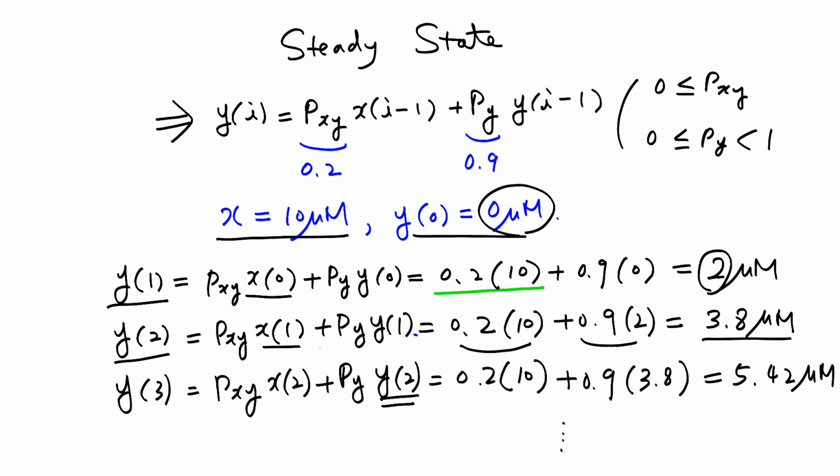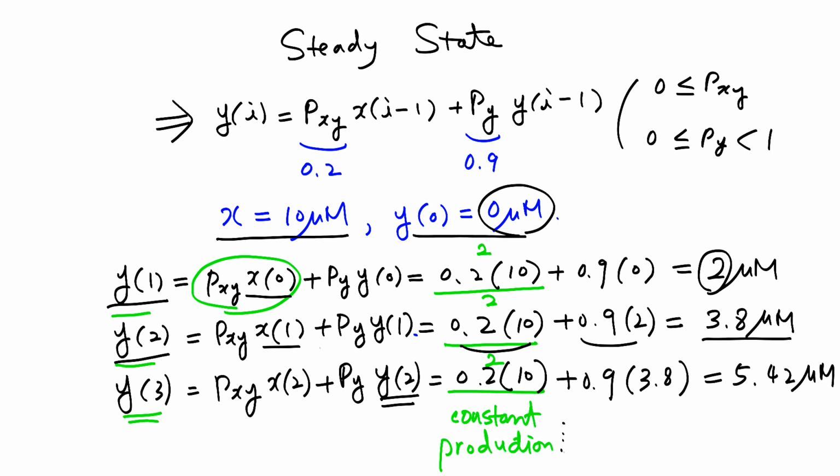This term, which is the production term, is 2 here. This term is also 2. This term is also 2. So we have a constant production. At each iteration, the same amount of Y protein is produced by X. How about degradation? So we have a 0 value here.